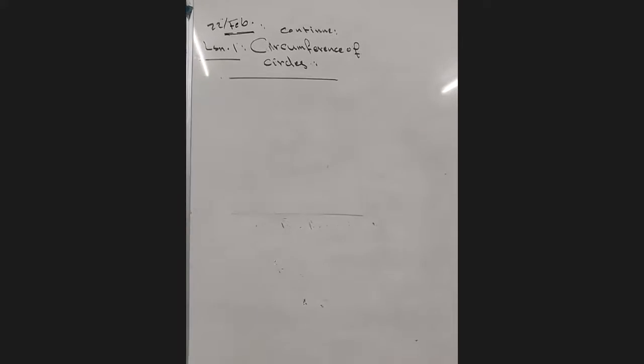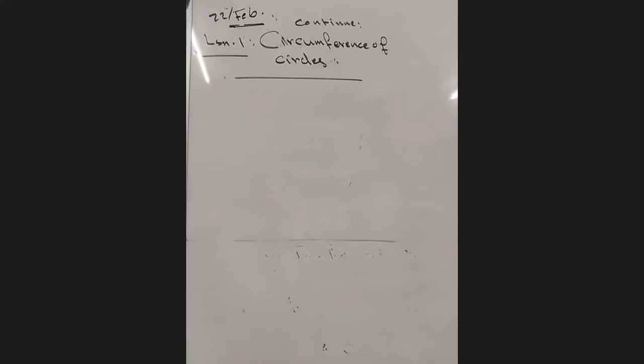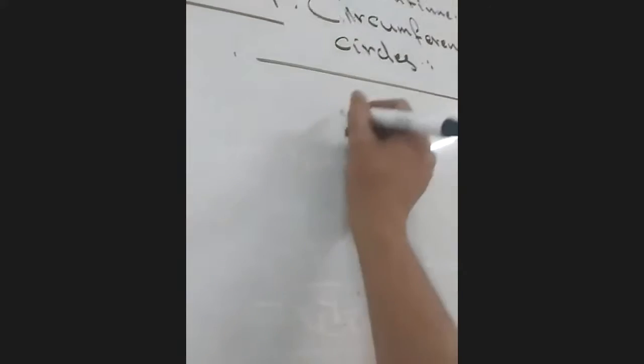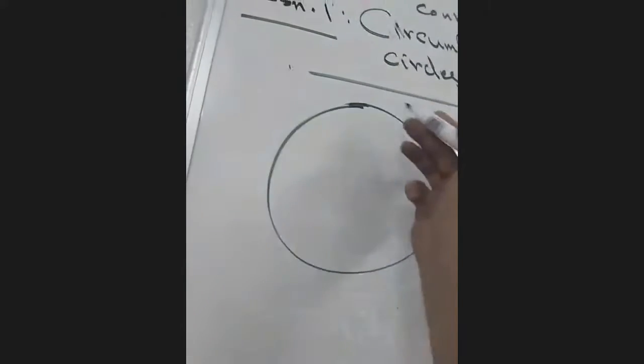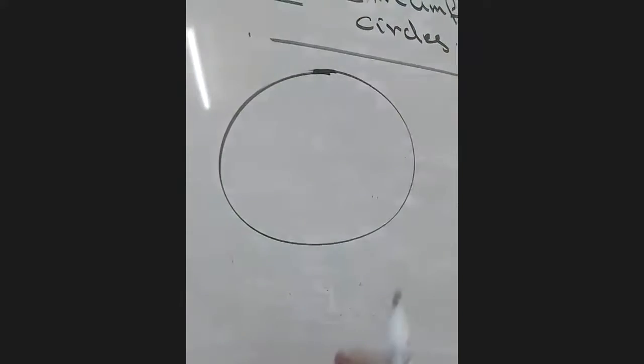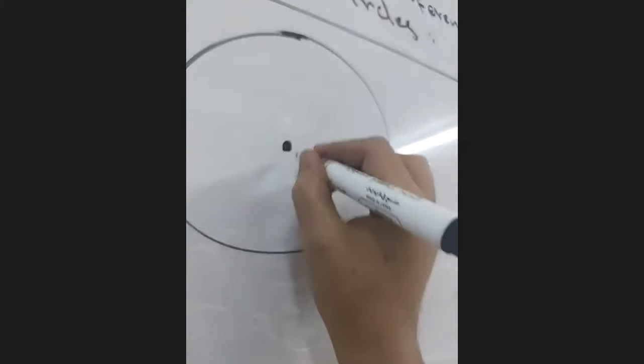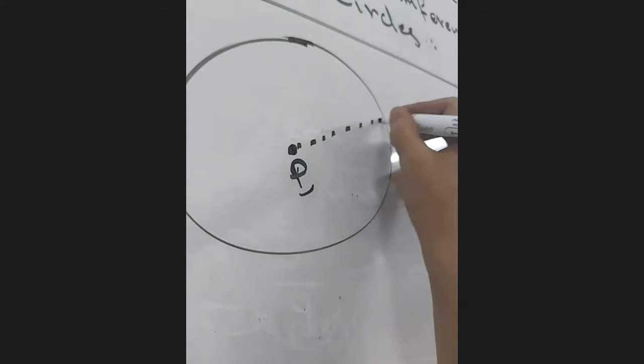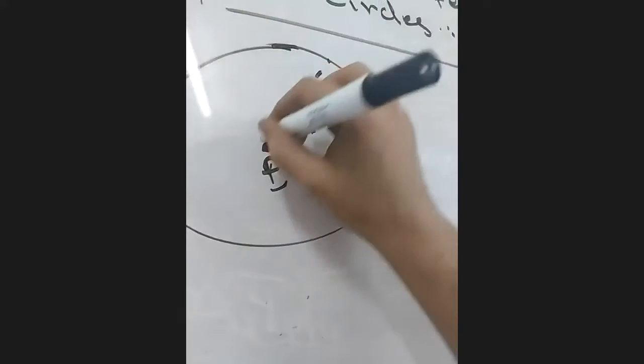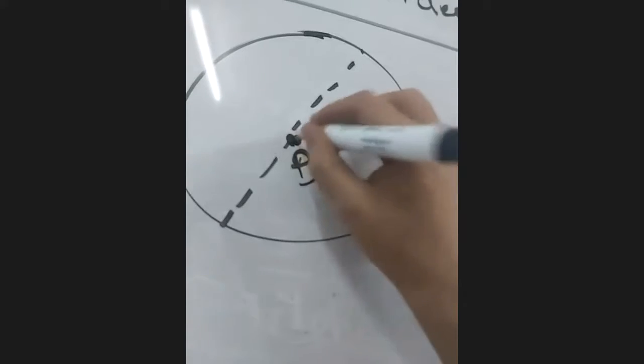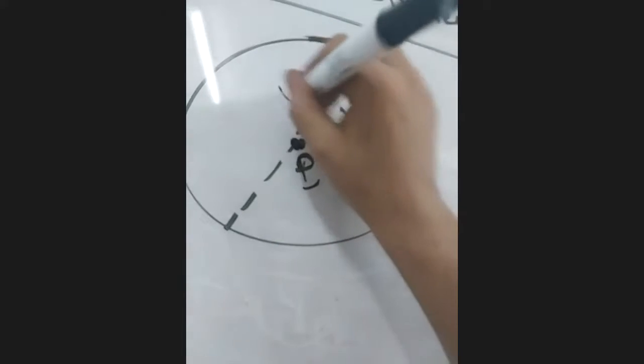Okay, guys, today we'll continue in lesson 1, chapter 9, circumference of circles, page 447. So please go there. And let's remember what we did yesterday. Yesterday, guys, we said the circumference of a circle is the round distance of the circle. Here we have the center, P. Here, this line segment, we call it radius. And this line segment, which passes through the center, we call it diameter.